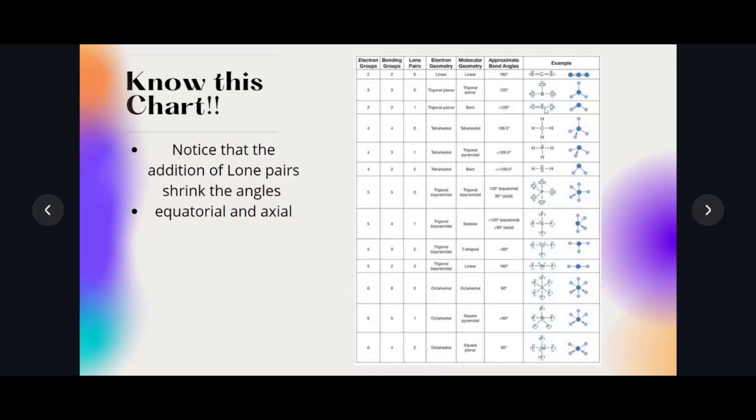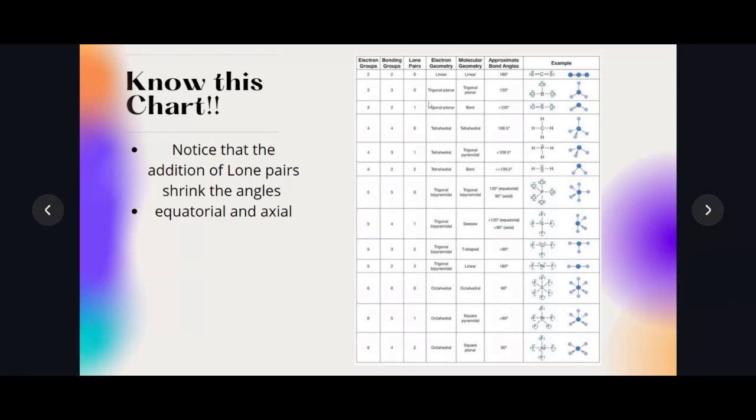So if you see this lone pair on the S molecule, what's going to happen is that S is going to occupy more electron density. So it's going to go ahead and pull down the double bond and then the single bond down. So that's why the angle between the O and the S right here is less than 120.